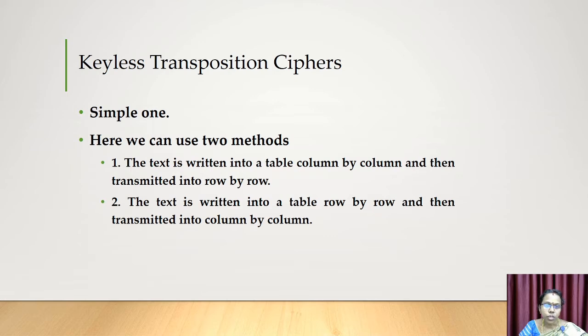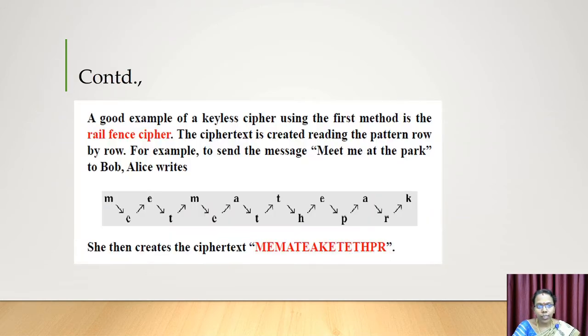In the transposition cipher, we can use two methods. In the first method, we write the characters of the plain text column by column, like considering a table, and then it is transmitted row by row. That is, read the columns row by row. In the second case, the text is written row by row and then transmitted column by column. A popular example is the rail fence cipher.